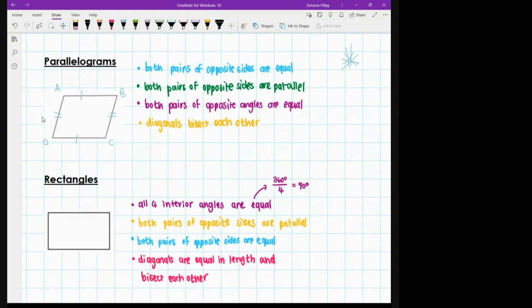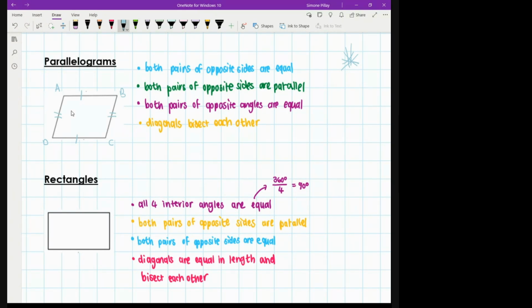Okay, so if you were confused about why we are learning about all of these properties of quadrilaterals in general, it's because when we do geometry, sometimes they give us quadrilaterals and we have to find missing lengths and missing angles.